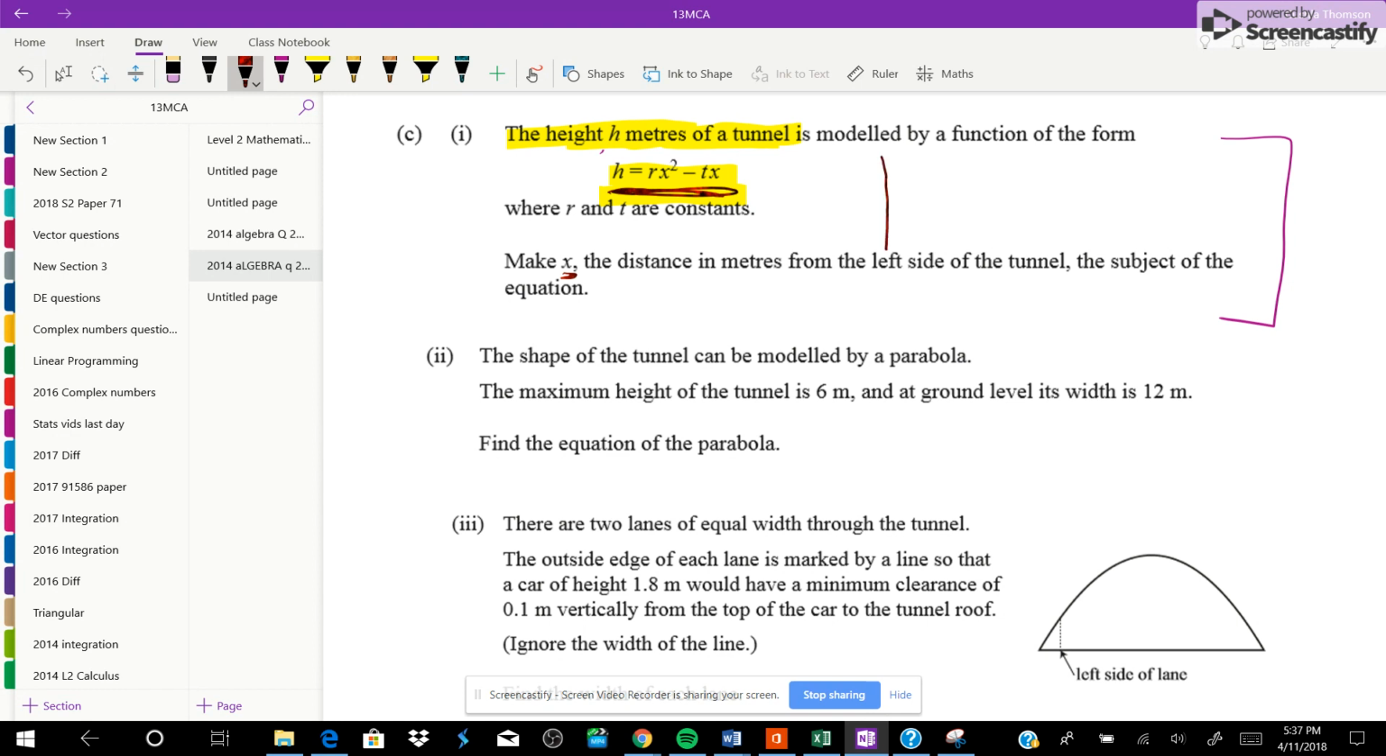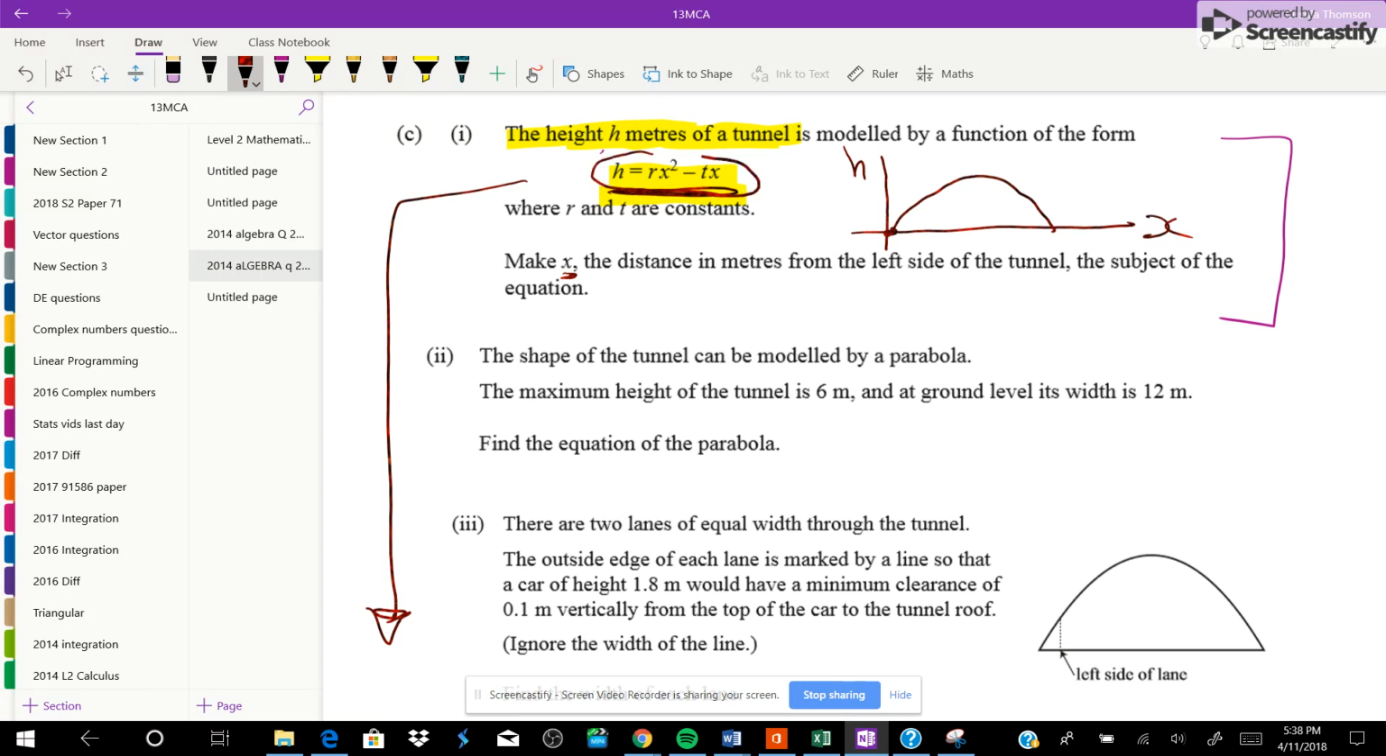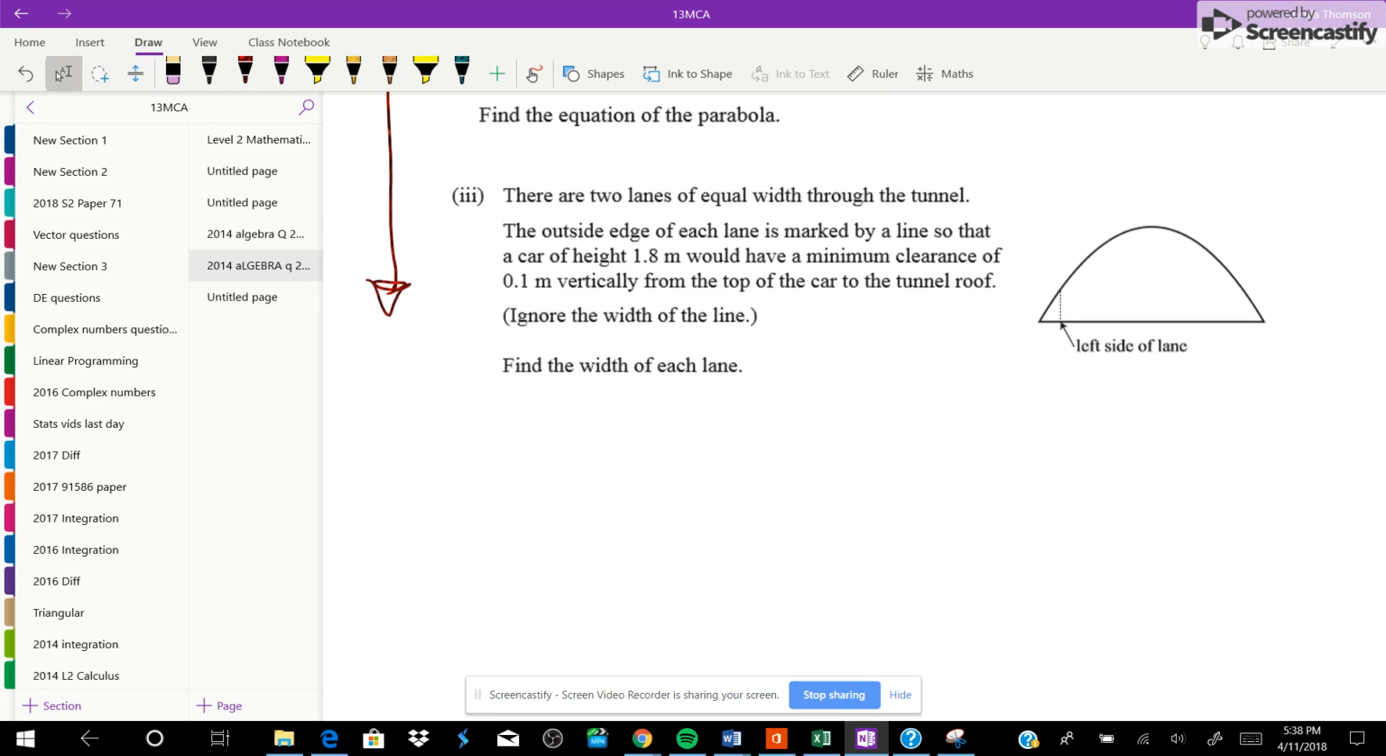So I think the reason this question's here is because it gets your brain thinking about how we can model a tunnel. And we can model it as an upside down parabola. Right? So if this is the distance from the left side of the tunnel, our tunnel picture could look like that. Here's x and here's h. And that idea is going to lead me all the way through these questions. But to make x the subject of the equation, I need to work with the quadratic formula. So I'm going to do that question first.